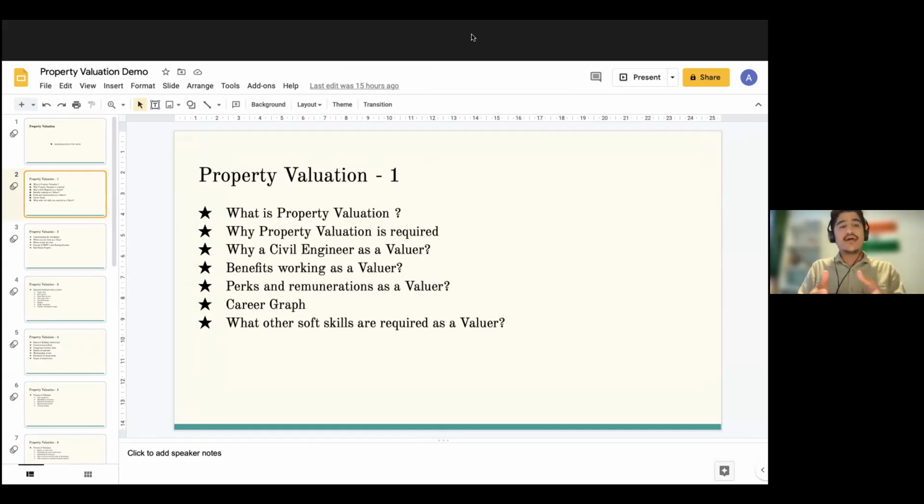Then I will tell you which companies are primarily focusing on hiring property valuers and valuation people. I will give you an idea about the particular companies and organizations where you can try to get a job, and the platforms where you can find a job for yourself. This I will give you on day 2.